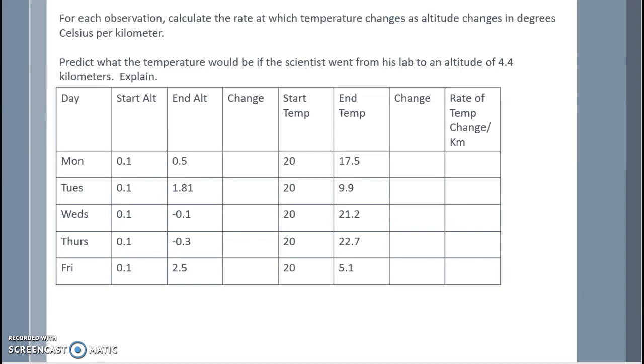So if we look at the start and the end altitude and then its change, we can fill in the table by counting. So it's a positive 4/10 of a change, positive 1 and 71 hundredths of a change. Here we went negative 2/10 because if we start at 1/10 and we go to negative 1/10 on the number line, we've gone a distance of negative 2/10. Similarly, negative 4/10 and then the last one a positive 2 and 4/10.